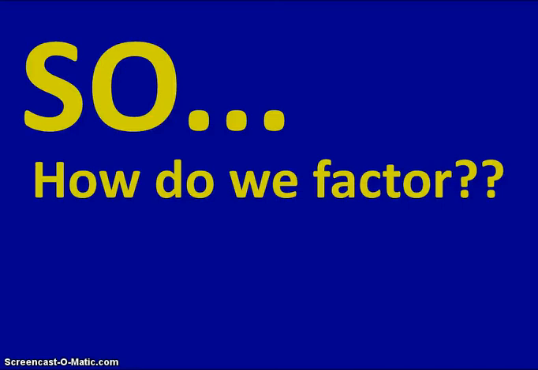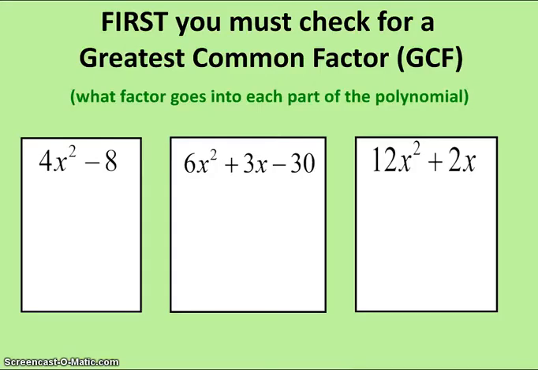So what does this mean for us as far as factoring goes? Remember that we're going to have quadratic expressions, and we need to factor each term of the polynomial and see if there's any GCFs. For example, there is a 4x squared, which when I do my prime factorization, I get 2 times 2 times x times x. And when I do the prime factorization of 8, I get 2 times 2 times 2.